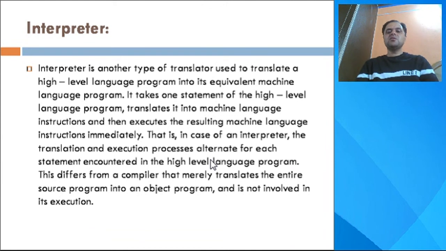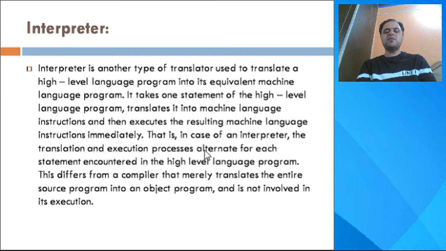Next is the interpreter. An interpreter is another type of translator used to translate a high level language program into its equivalent machine language program. It takes one statement of the high level language program, translates it into a machine language instruction, then executes the resulting machine language instruction immediately. So it takes the steps one by one. It takes one instruction, converts it and executes it.